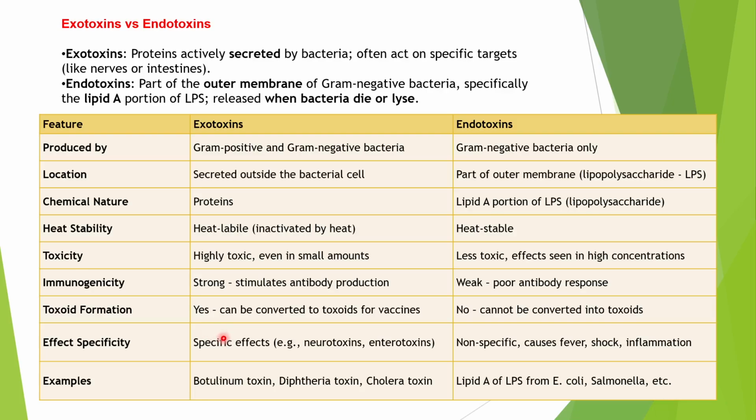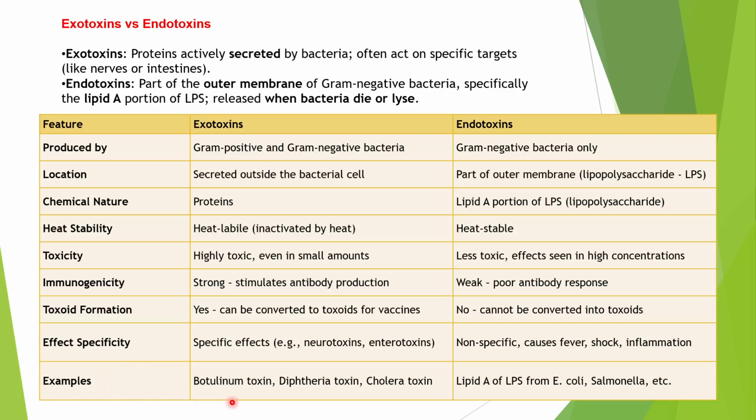Toxoid formation, exotoxins can be converted into toxoids for vaccines. Endotoxins cannot be used as toxoids for vaccines. Then effect specificity. So exotoxins have specific effects that is particular to the type of protein it is. It can be either a neurotoxin, it can be an enterotoxin, so it specifically attacks the nerves or the intestines. Endotoxins are, however, non-specific, and they can only cause basic symptoms like fever, shock, and inflammation. But however, they can also be lethal. In case of higher concentration, it can lead to septic shock.